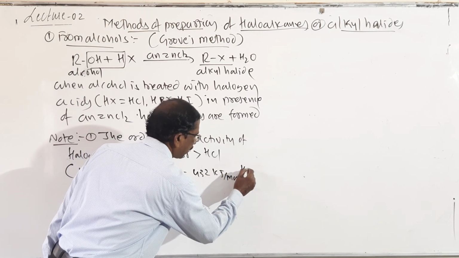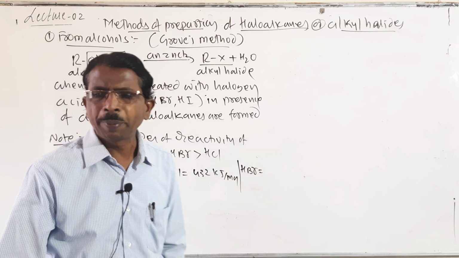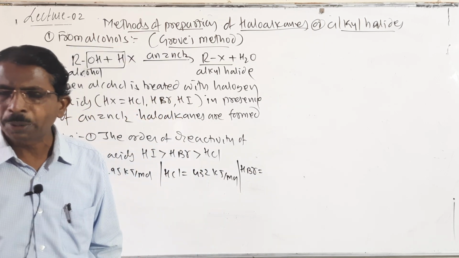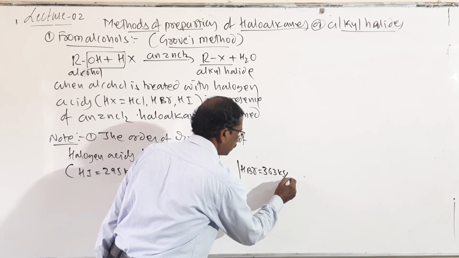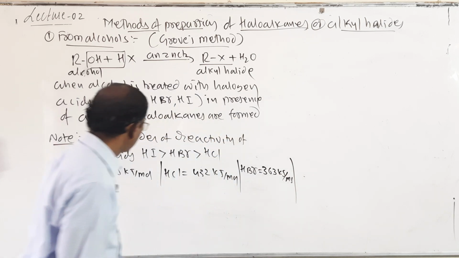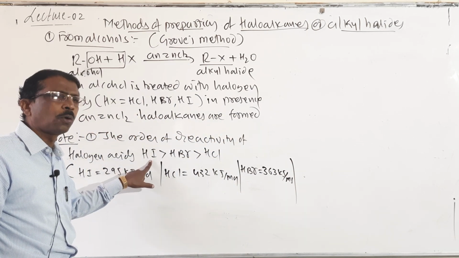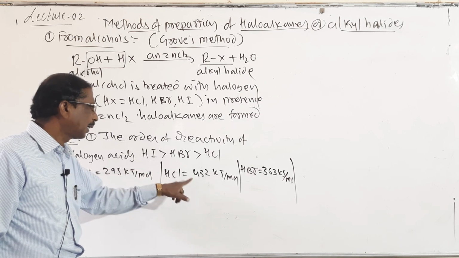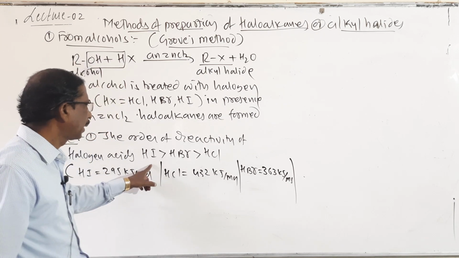And for HBr, look here, it is intermediate. So HBr is 363 kilojoules per mole. Look here students, the bond dissociation enthalpy of HI is less and hence it is more reactive. And for HCl and HBr it is more, and therefore the most reactive is HI.